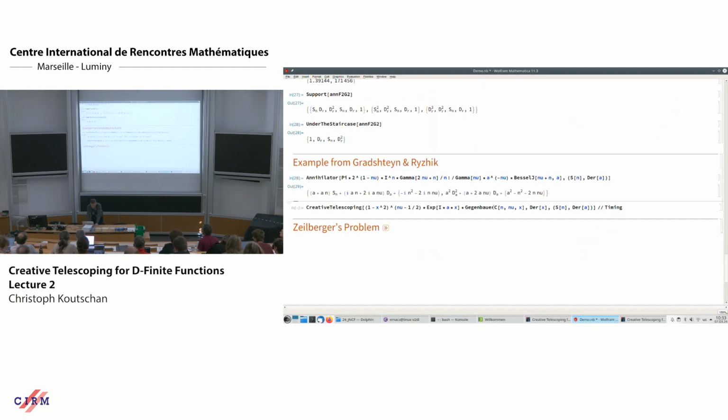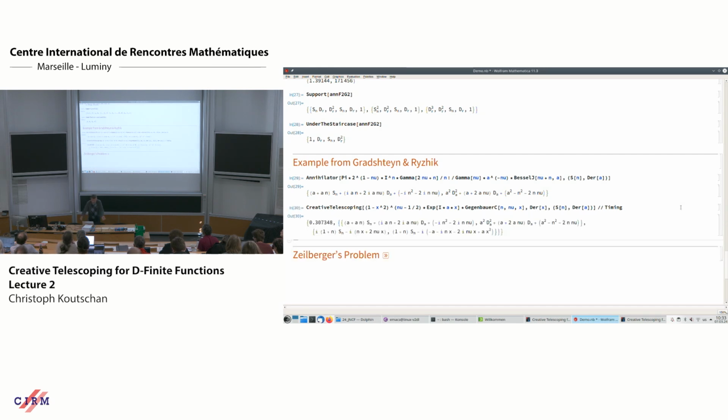And then for the left-hand side, here we have an integral, so we should apply this creative telescoping algorithm. So we give the expression here. In the background, it will be converted into an annihilator. Then Chyzak's algorithm is run. And after less than a second, we get an answer.